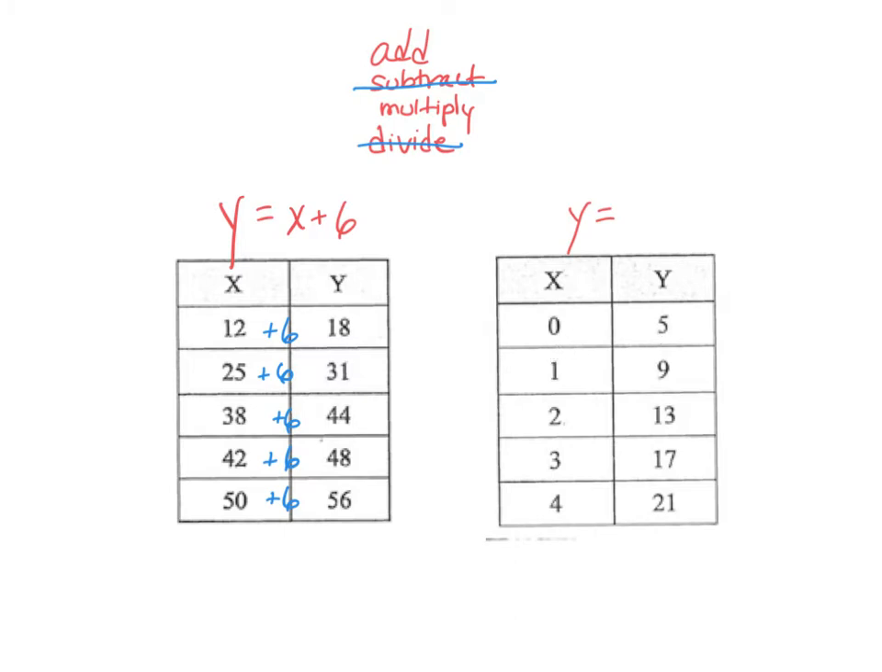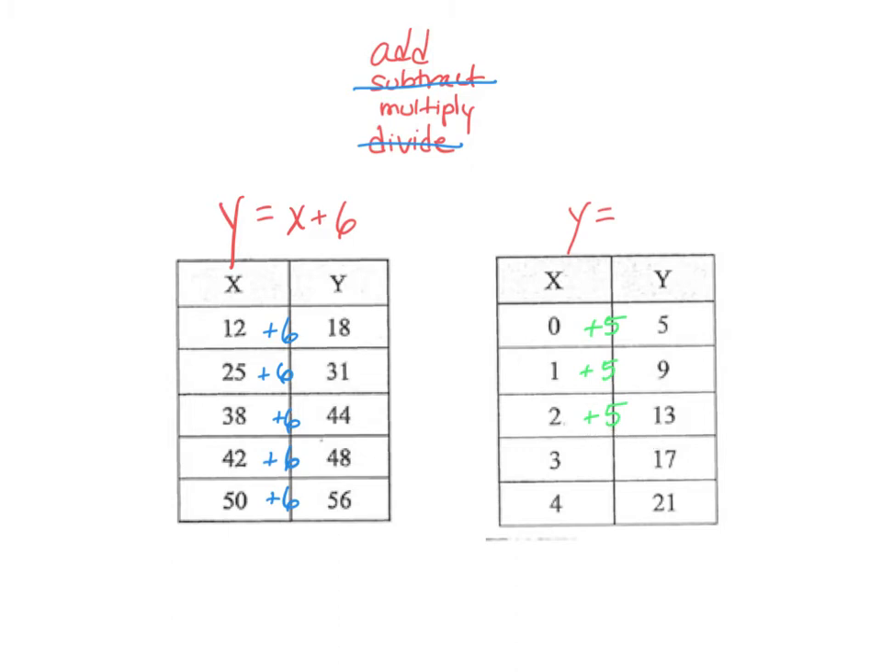Well, I would need to add 5. If that is the rule, adding 5, then that has to happen to turn every single one of my inputs into the output. So does that work for all the rest of them? If I write add 5, does 1 plus 5 equal 9? No, it does not. Does 2 plus 5 equal 13?